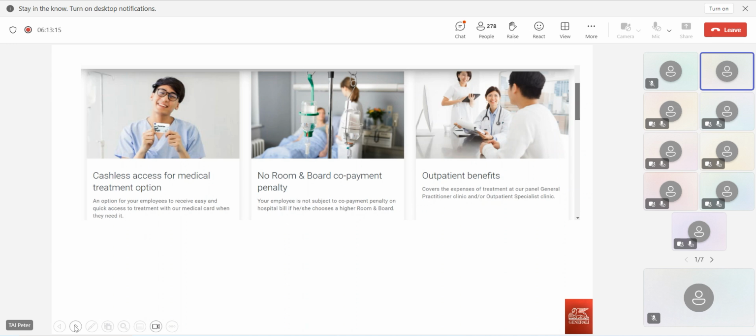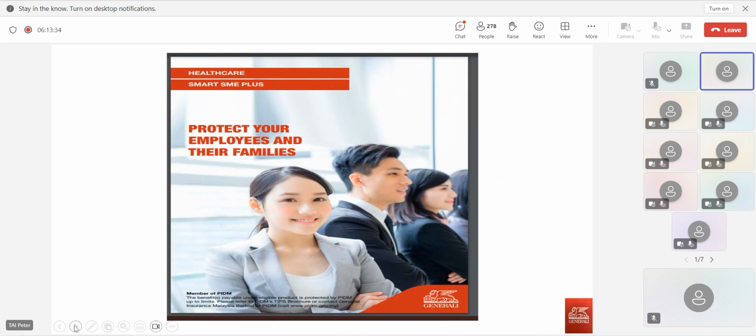And the outpatient benefit covers the expenses of treatment at our panel general practitioner clinics and our outpatient specialist clinics. So we have all these clinics available, GP and also specialists. You can just visit them. It's on an outpatient basis, meaning you don't need to be admitted. All right. So this is how the policy looks like. Protect your employees and their families.